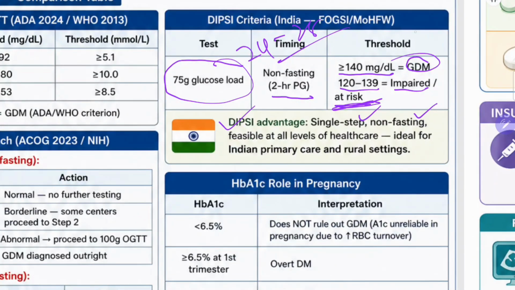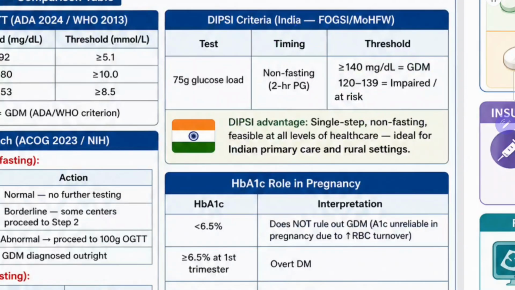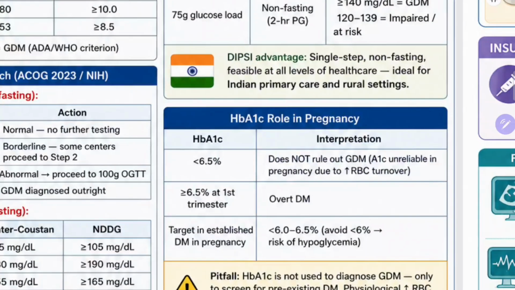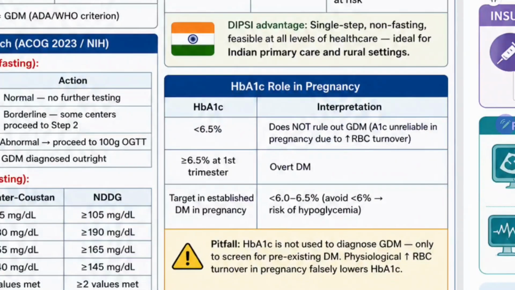Now, as I said, the HbA1c role in pregnancy. Less than 6.5% does not rule out GDM. A1c is unreliable in pregnancy because of increased RBC turnover. More than 6.5% in the first trimester means overt diabetes mellitus. Target in established diabetes in pregnancy. So what is the role of HbA1c? If it is more than 6.5%, it can be used to rule in diabetes mellitus, but it cannot rule out diabetes mellitus in pregnancy.